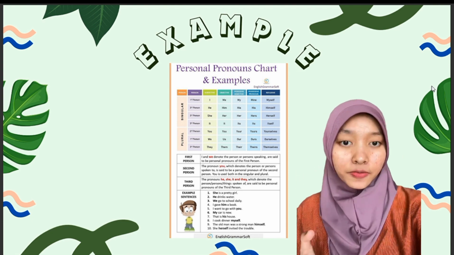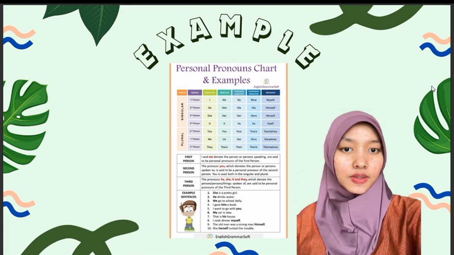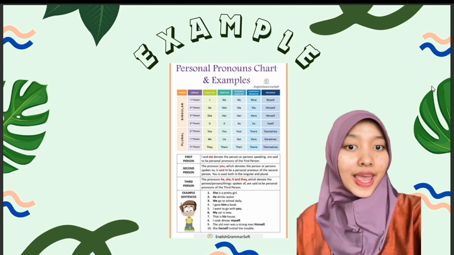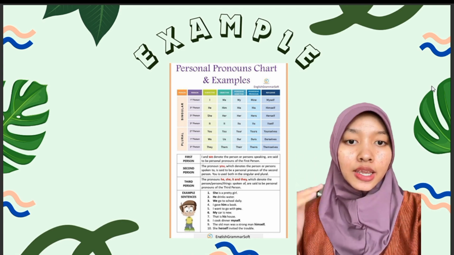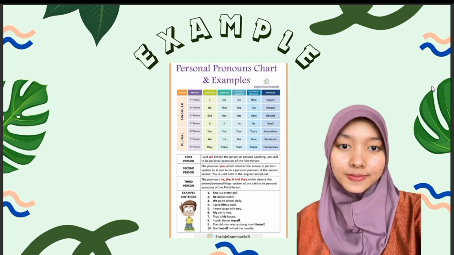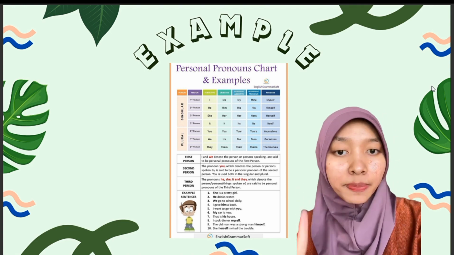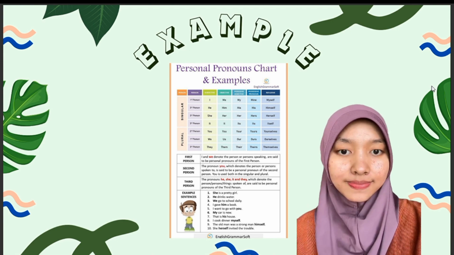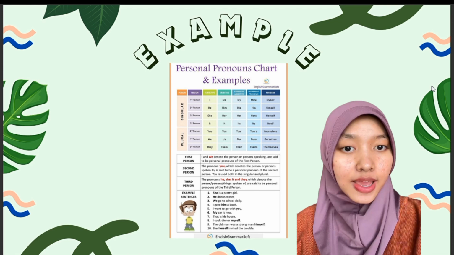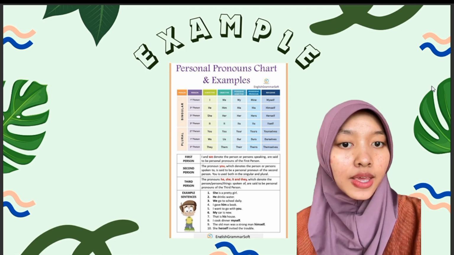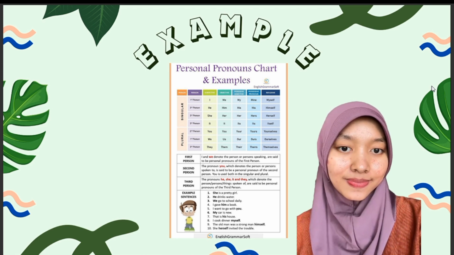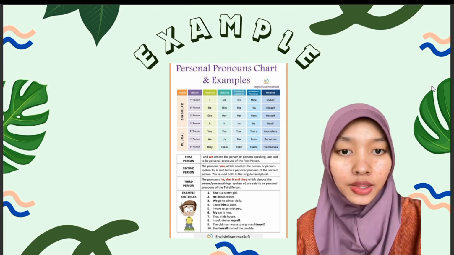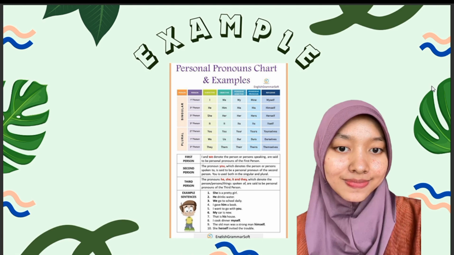So guys, let's move on to the plural chart. For the second person in the subjective column is you. And then for the second person in the objective column is you. So for the second person in the possessive adjective column is your. And then for the second person in the possessive pronoun column is yours. And the last for the second person in the reflexive column is yourself.